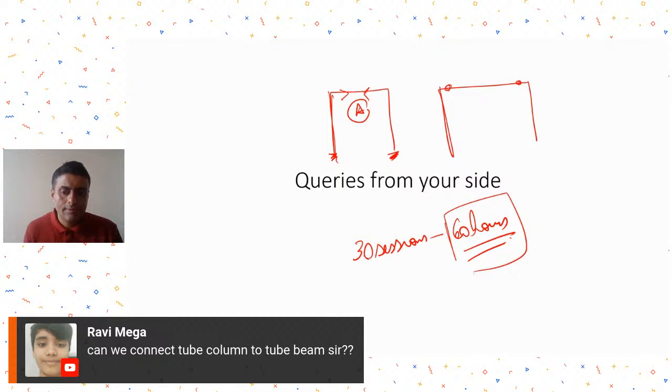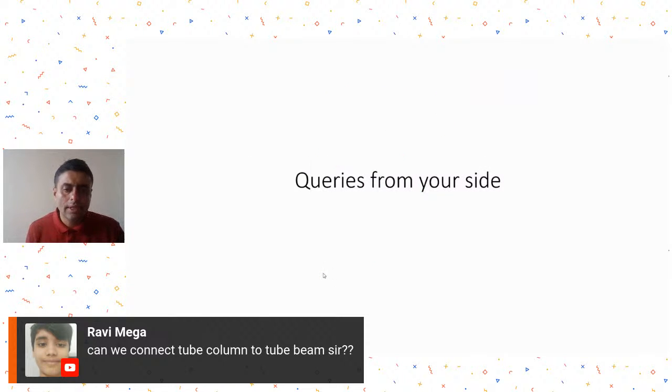Ravi is asking, can we connect tube column to tube beam? Yes, we can do that. So for connecting tube column to tube beam, tube column means hollow sections. So for connecting hollow sections, if this is my plan view and this is, let's say, a hollow column, if I want to connect another hollow section with this, there are different ways, multiple ways.